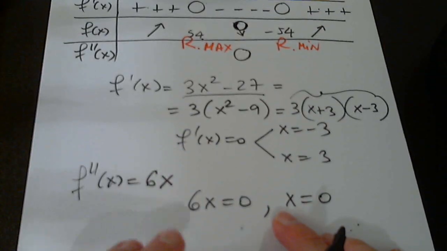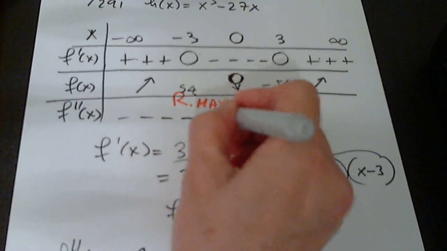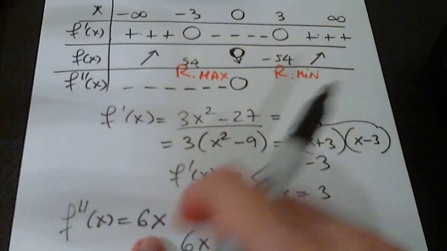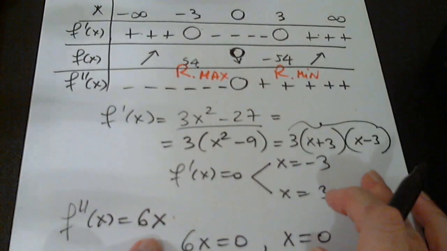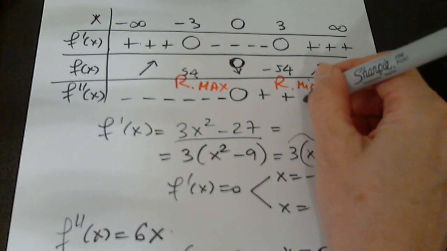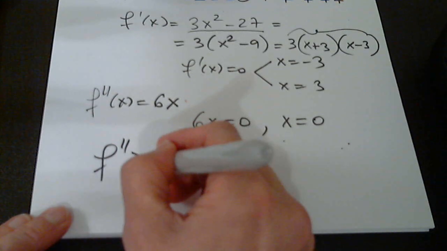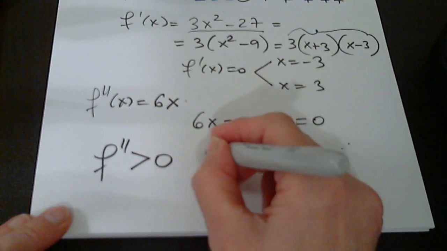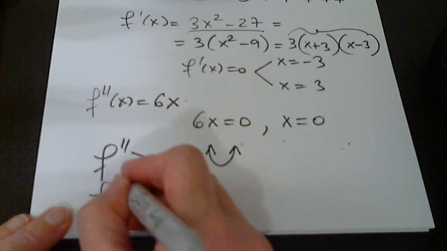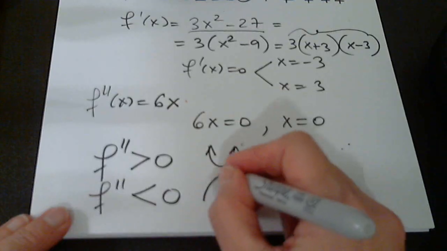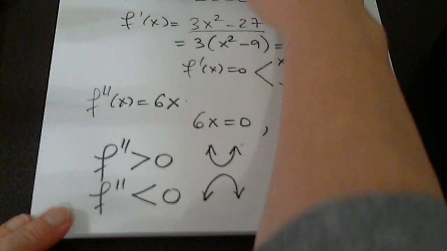Okay, now, when I plug in a number to the left of 0, like negative 3, I get negative. When I plug in the second derivative a number to the right of 0, I get positive. When the second derivative is positive, the function is concave upward. When the second derivative is negative, the function is concave downward. I put my sign in here.